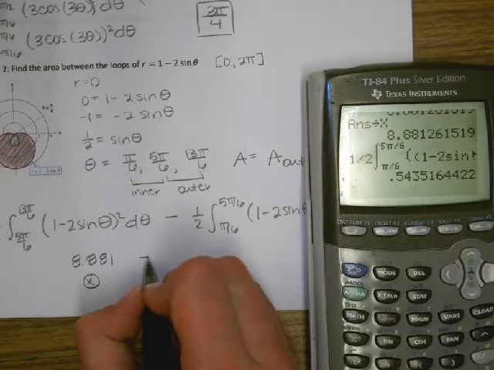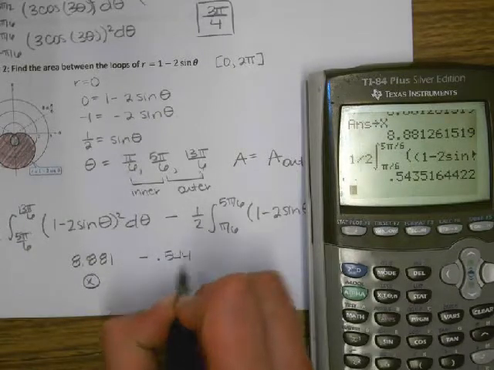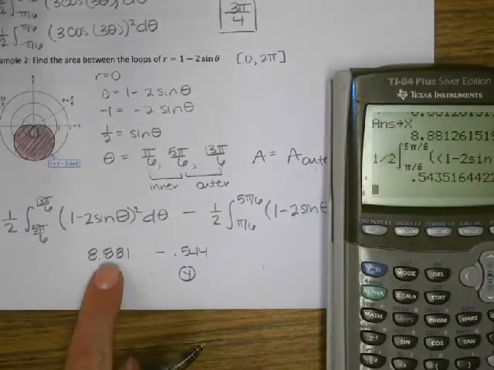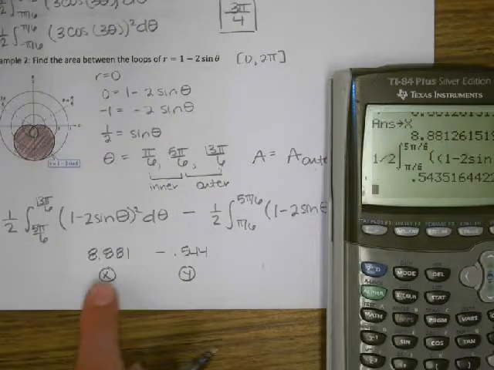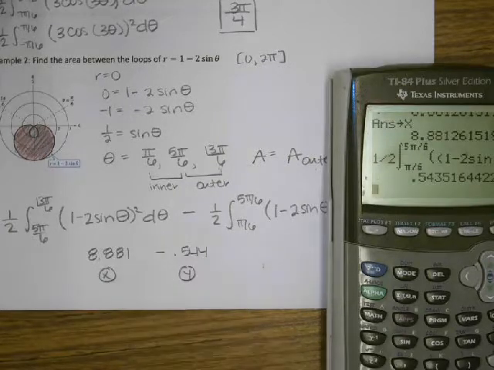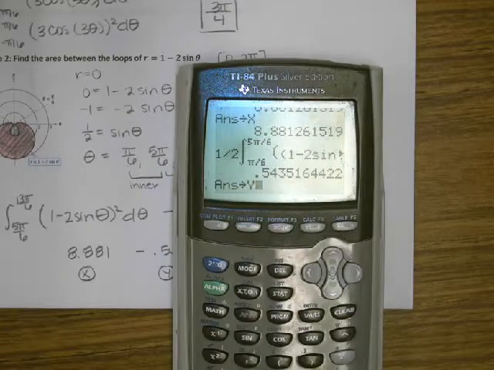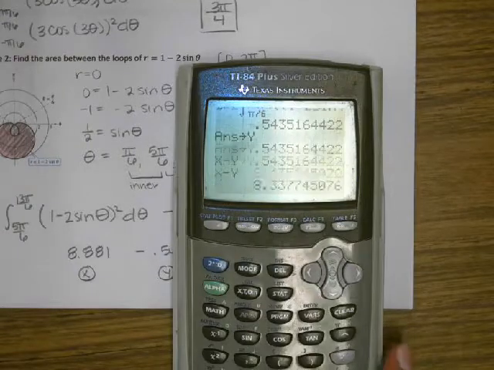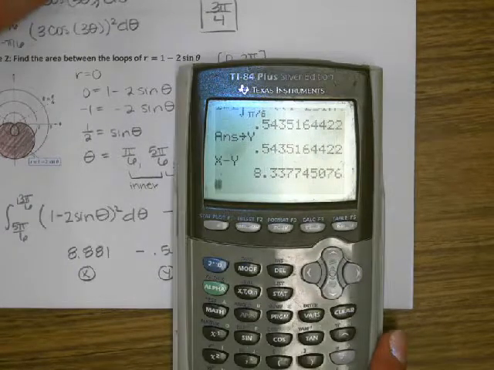0.544. And the numbers we're getting are kind of supporting what we think, that this number is the entire shape. And it makes sense that that would be a fairly large number and that this would be a much smaller number. So I'm going to store that as y, and then my answer is x minus y. So 8.338.